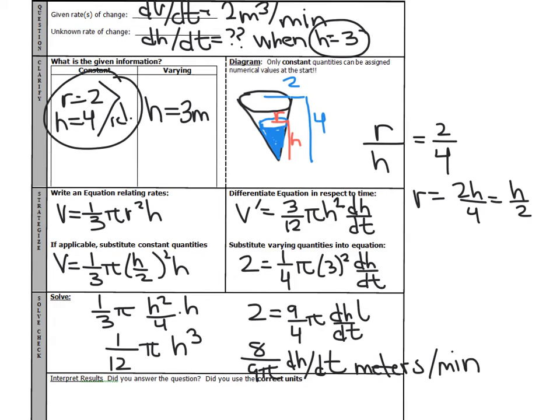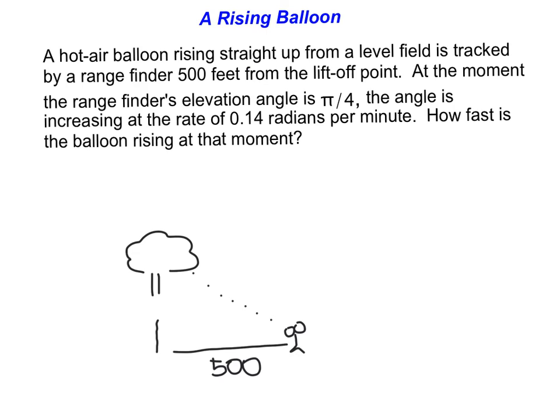So the change in height is 8 over 9 pi meters per minute when the height is 3. Great, let's do the last problem now. Now the last problem is going to do with angles in trigonometry.